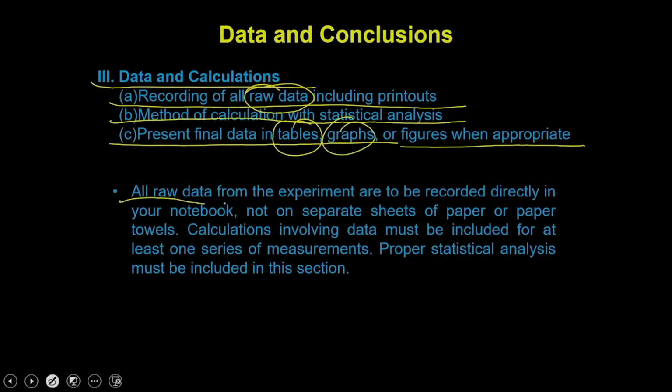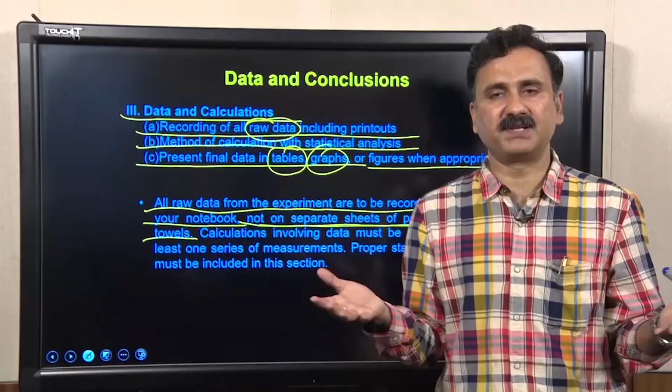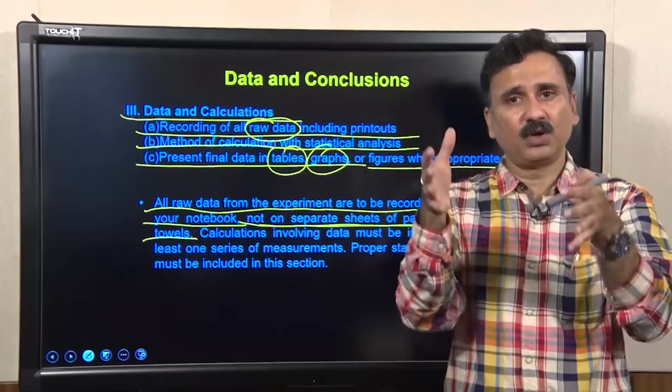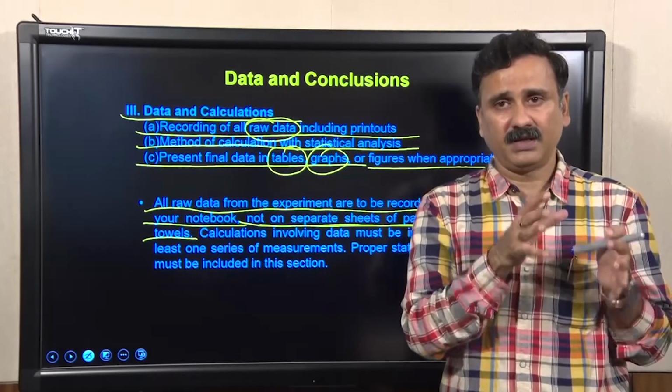All the raw data from the experiment are to be recorded directly in your notebook, not on separate sheets of paper or paper towels. It is very important that you should not record these raw data onto slip pads or rough papers, because you have to record all the raw data onto your data registers.